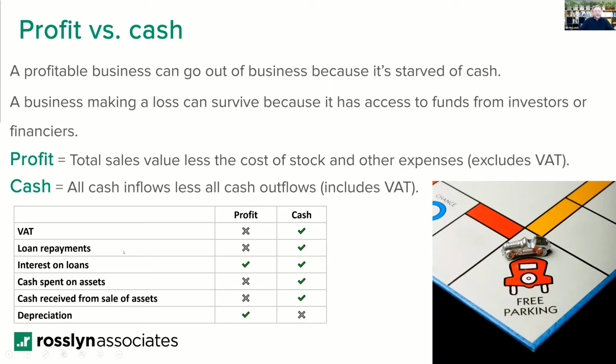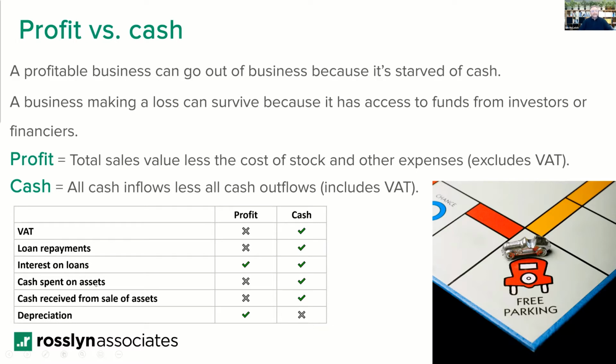Loan repayments, we're talking about the capital here. So you borrow money, you pay it back. The bit that you're paying back rather than the interest doesn't affect your profit, but it certainly affects your cash. Interest on loans, that affects your profit because the interest is an expense, and it affects your cash. You have to actually physically pay it.